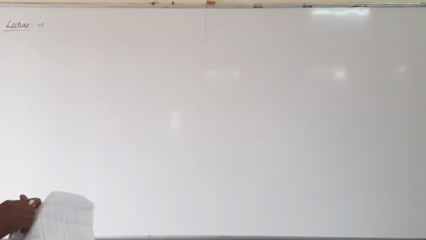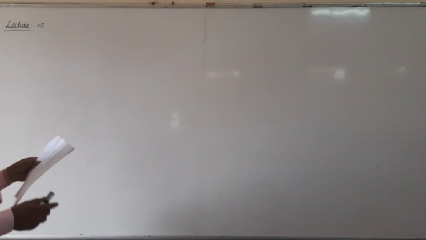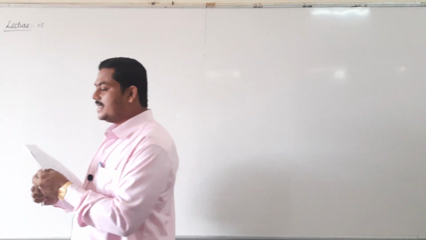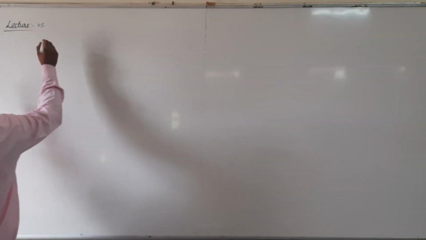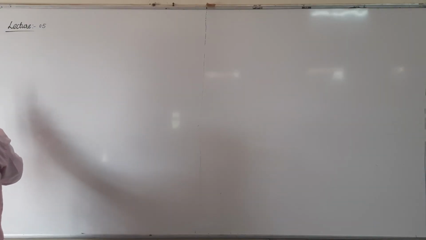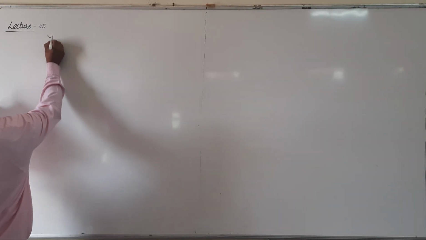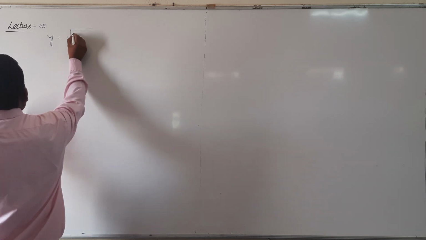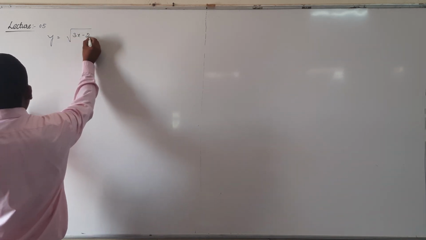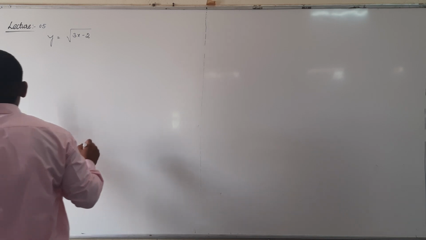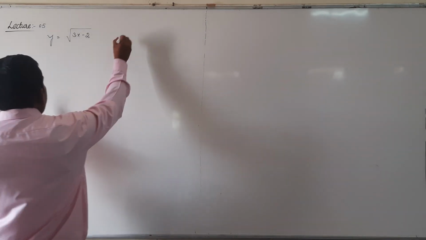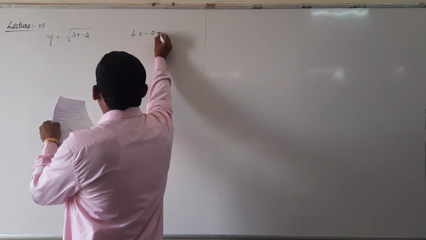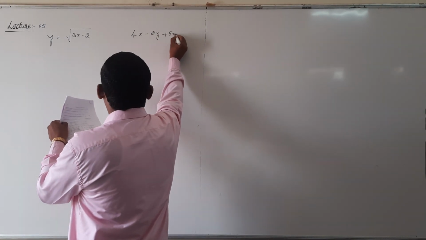Next question. Find the equation of the tangent to the curve y is equal to square root of 3x minus 2, which is parallel to the line 4x minus 2y plus 5 equal to 0.